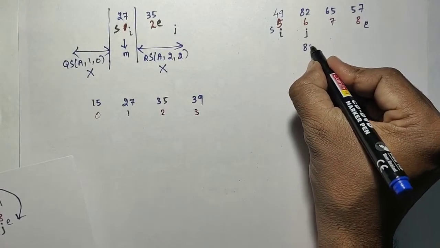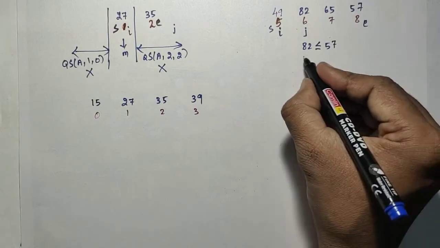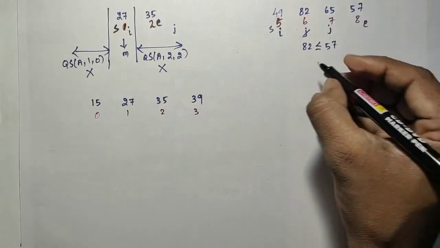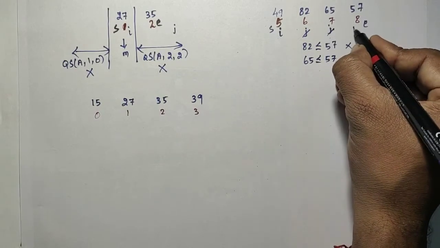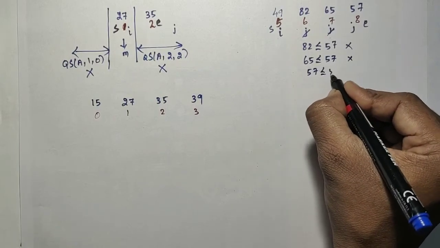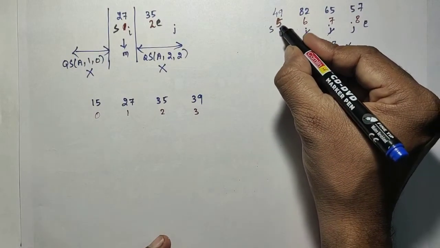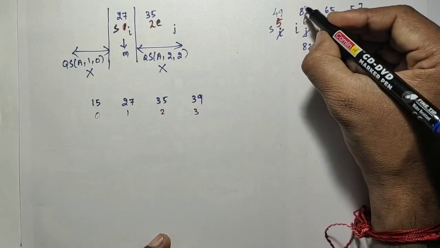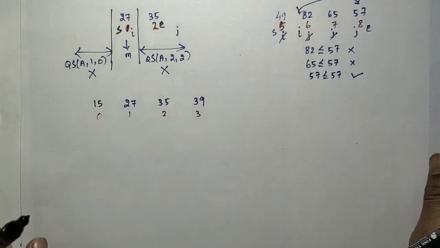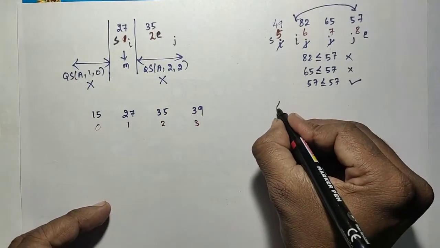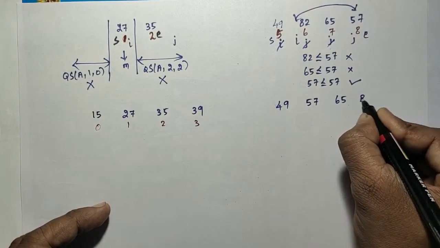Now is 82 less than or equal to the key element 57? The condition is false. Next, j will be moved to here, and is 65 less than or equal to 57? The condition is false, j will be moved, and 57 is less than or equal to 57, the condition is true. So I is incremented, it will be moved to here, and these two will get swapped. So that we have 49, 57, 65 and 82.